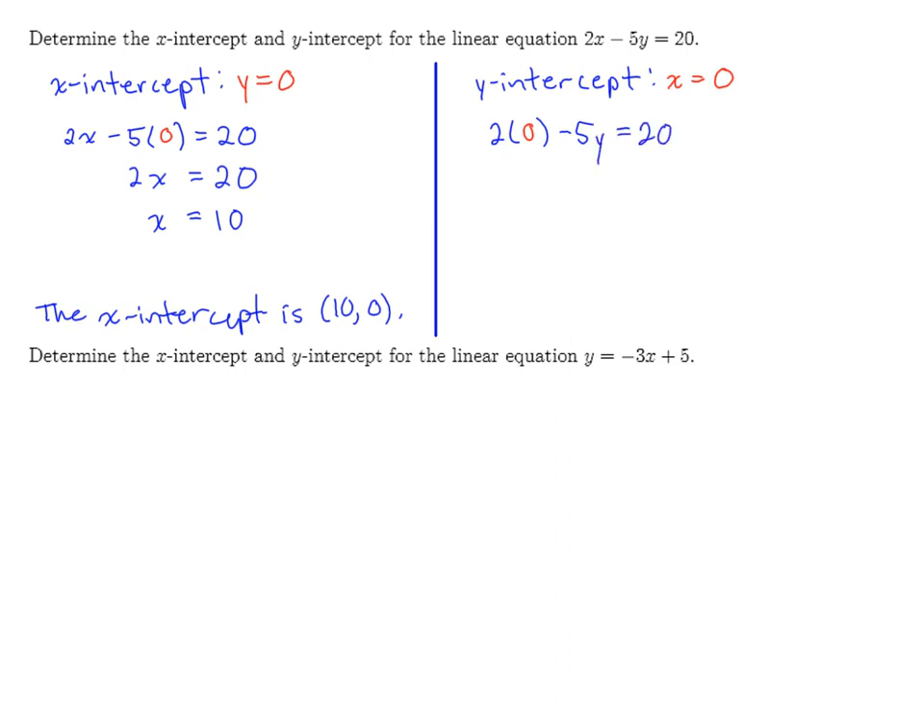And now simplifying that, 2 times 0 is 0. So 0 minus 5y is going to equal 20. And I wrote that extra step because I have to make sure that this simplifies down to negative 5y equals 20. That's a key step there to not miss. And then after this, I'll divide each side by negative 5. And so I'll get that y is equal to negative 4. So to summarize that, the y-intercept is the point 0, negative 4.